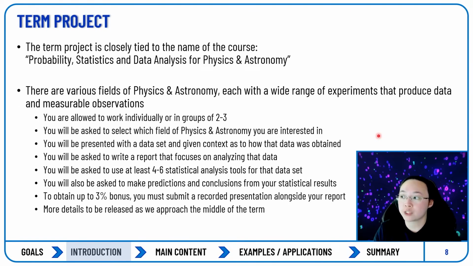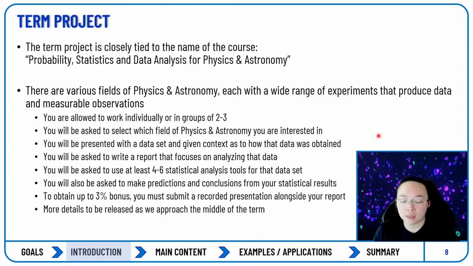So for the term project, it's very closely tied to the name of the course: probability, statistics, and data analysis for physics and astronomy. Essentially, you can work individually or in groups of 2 to 3. Just keep in mind that if you do work in groups of 2 to 3, you're expected to do more analysis on your data sets.